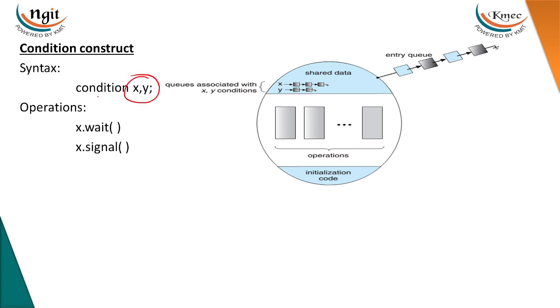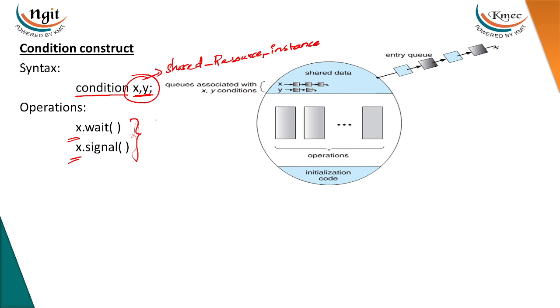The syntax is to write the keyword condition, followed by a list of variables. The only operations that can be performed on these condition variables are x.wait and x.signal. These are actually shared variables, so they represent the shared resource instances that processes want to use.